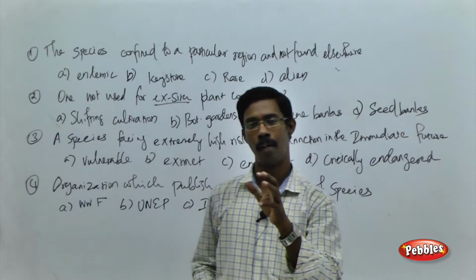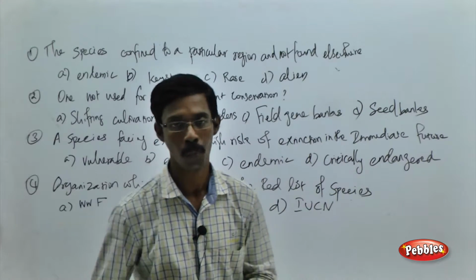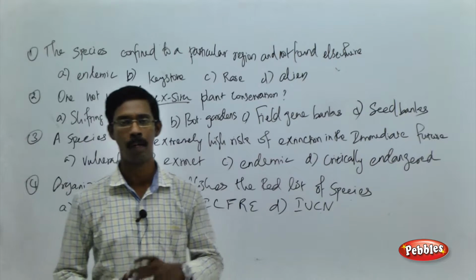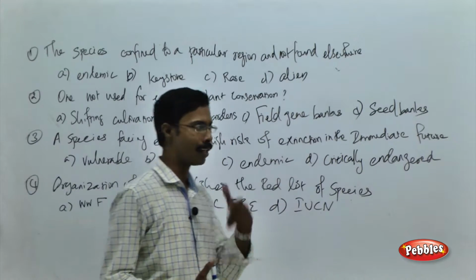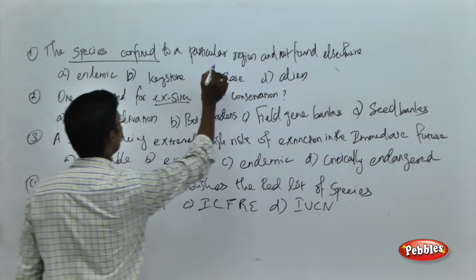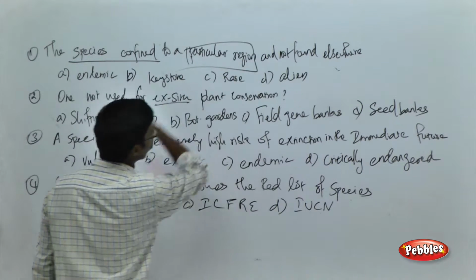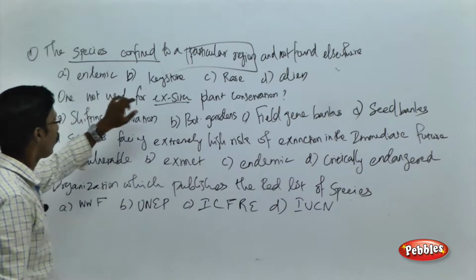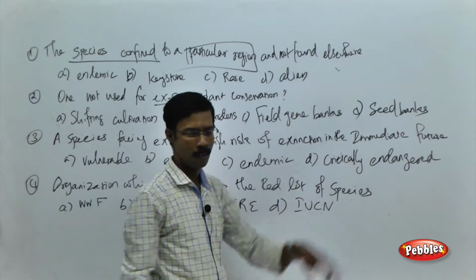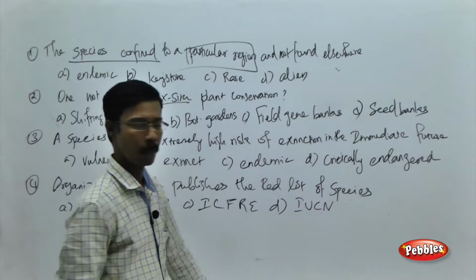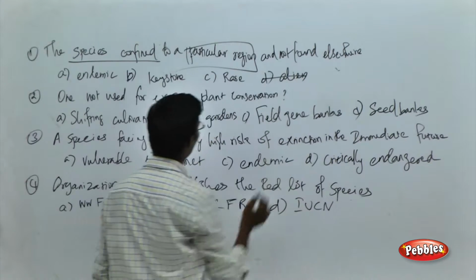Those areas, as I told you, belong to the hotspots of the world. And as I told you in the previous section, there are 3 hotspots belonging to India, and the question is asking about the species confined to a particular region only. That's the point you have to remember. Okay, and there are some choices: endemic, keystone, rare, alien. What do you mean by alien? Alien is a species that is introduced from some other place. You can easily eliminate it.